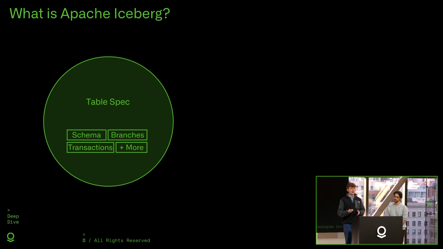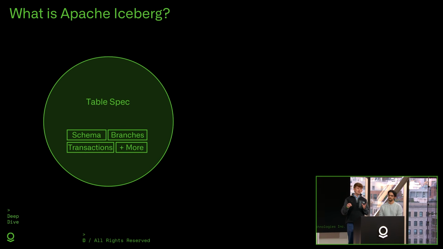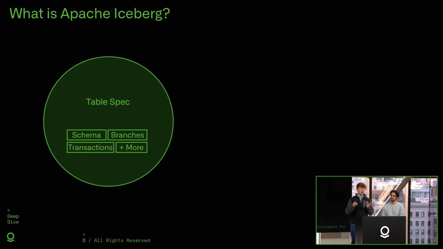So Apache Iceberg is an open source project. And at its core, it defines a table specification. A table specification is a metadata layer that lives just above your data file format. So in your data file format, which is typically Parquet, you have your tabular data stored. We care about a lot of information in addition to that. Things like schema, branches, and transactions all fall into what we call table specification.